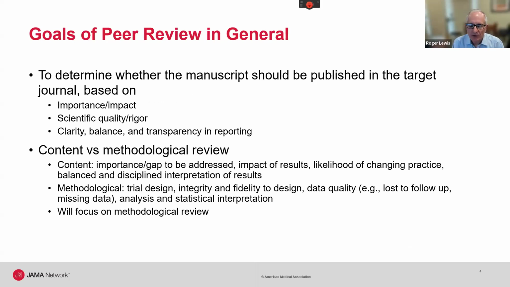So I want at the very beginning to talk about two different areas of peer review. The purpose of peer review is to figure out whether the manuscript should be published in the journal. It is not to improve your science. It's not to educate the author. It's simply to make a decision and then ultimately to help improve the quality of what is ultimately published. So it's based on the importance or impact of the study and its results, the scientific quality or rigor, and our attempt to not publish stuff that's not reproducible or invalid. And the effectiveness of the presentation of the material, the clarity, the balance, the transparency, and reporting.